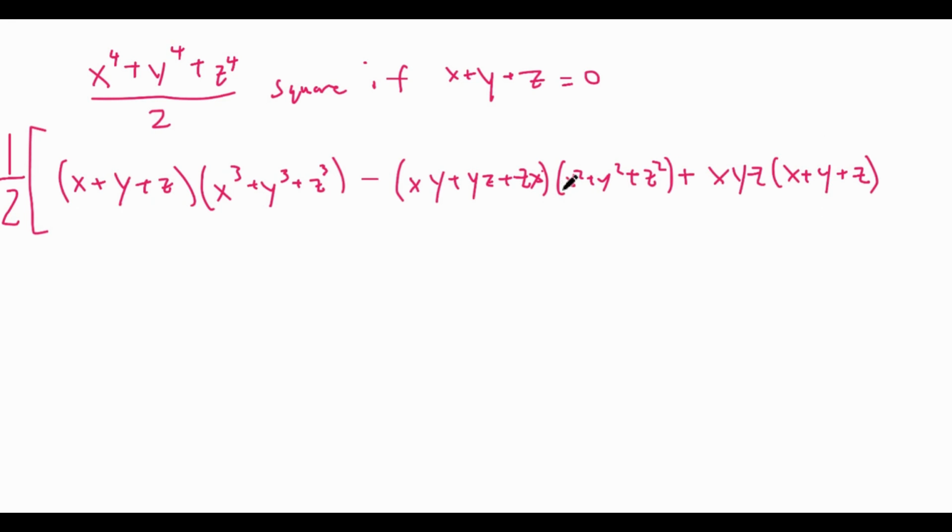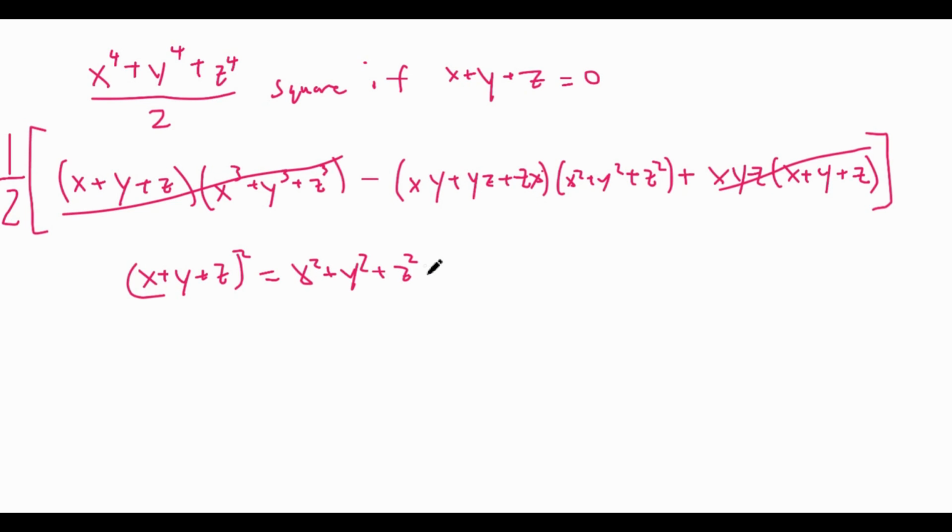So now everything in here is balanced out, and we are only left with the x to the power 4 plus y to the power 4 plus z to the power 4 terms. Now, fortunately, we know that x plus y plus z equals 0, so all this is cancelled, and we're left with negative xy plus yz plus zx times x squared plus y squared plus z squared. Now, we can simplify x squared plus y squared plus z squared using x plus y plus z, because we know that x plus y plus z squared is equal to x squared plus y squared plus z squared plus 2 times xy plus yz plus zx.